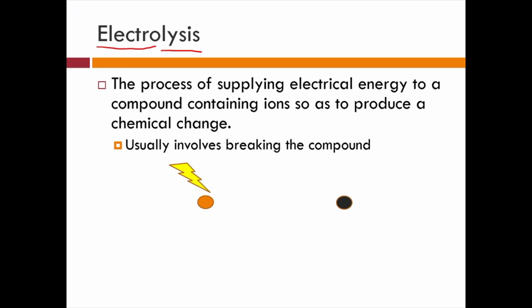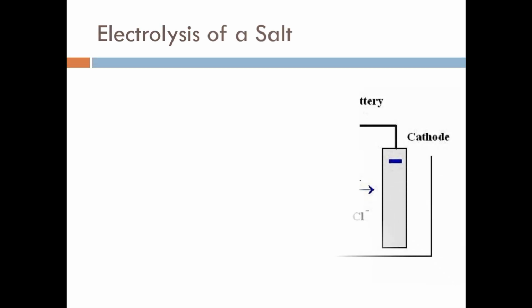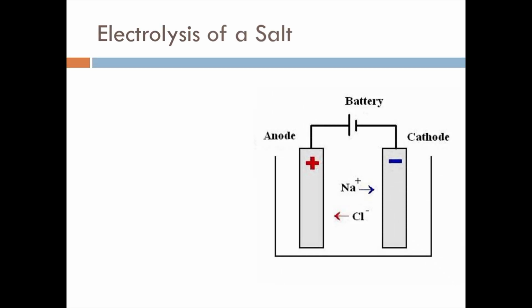So when you supply electricity to an ionic compound, you can cause it to separate into different ions. And this will usually occur in what is known as an electrolytic cell or an electrolysis cell. Okay? And these are very similar to electrochemical cells. The only difference is that the electrolytic cell will generally have a negative voltage, meaning that the reaction doesn't occur naturally. You have to supply electricity. So here's an example of a simple electrolysis cell involving sodium chloride.